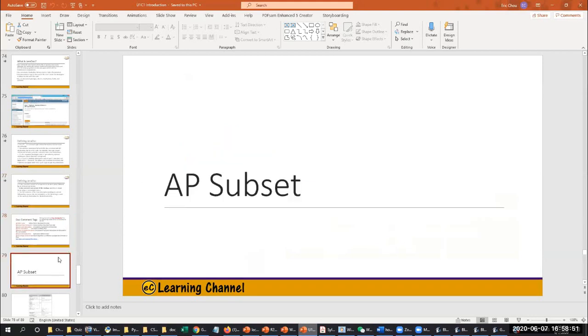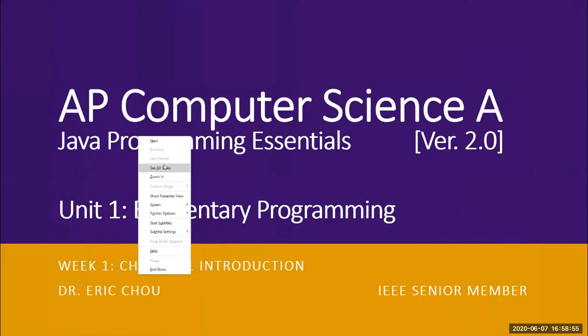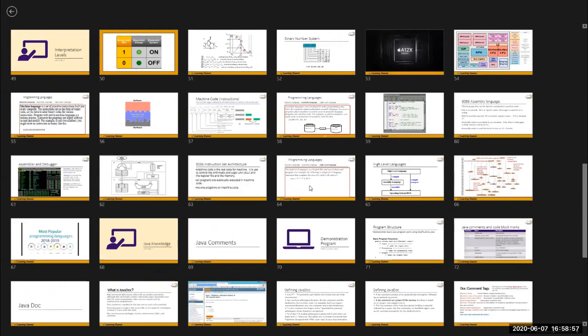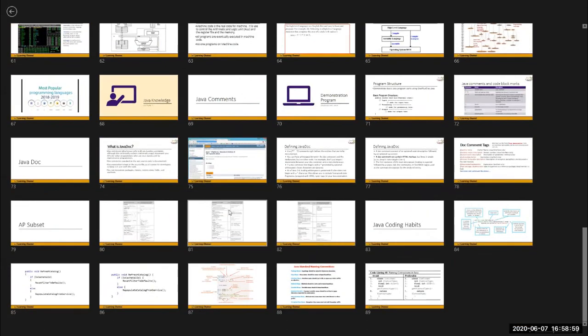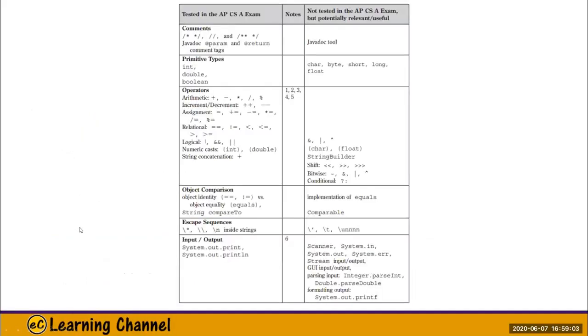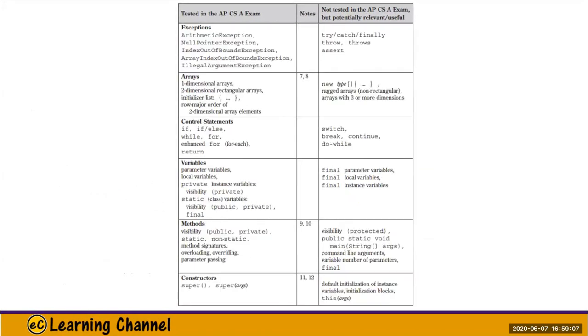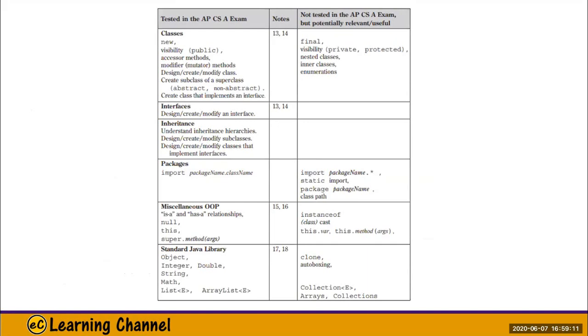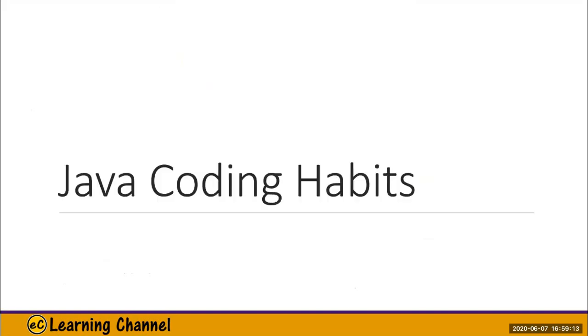Okay, then AP subset. The AP Computer Science test will be following the AP subset. So not everything will be tested, but for the time being, you don't need to worry about the AP subset. Your knowledge is way beyond the AP subset, so no problem, okay? Only when we are doing an exam, I will tell you which part is AP subset and which is not.